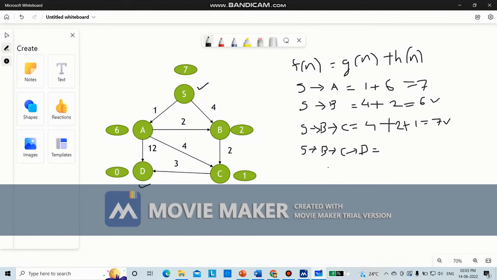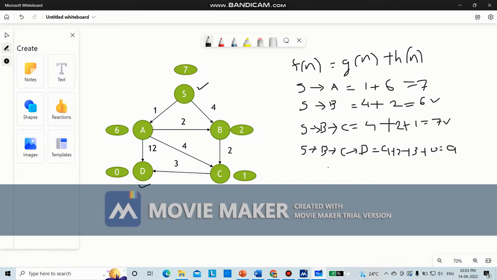So it is 4 plus 2 plus 3, and then what is the H of n here? 0. So total it is 4, 5, 6, 7, 8, 9.